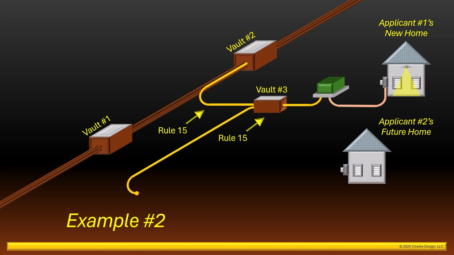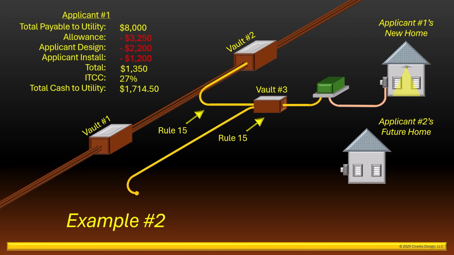If you recall in the previous example, applicant number 1's project cost $8,000. After the utility allowance and credits were applied, the applicant paid a cash advance to the utility for the portion of the line extension that exceeded the allowance and credits. In this case, $1,714.50. Under Rule 15, this amount can become refundable. Some or all of the amount may be refunded should applicant number 2 build the future home, including a new electric service which connects to vault number 3.